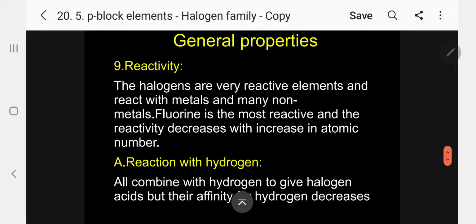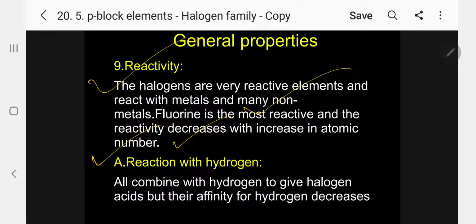Coming to the reactivity, please follow. The halogens are very reactive elements and react with metals and many non-metals. Fluorine is the most reactive and the reactivity decreases with increase in atomic number. So when moving down, the reactivity decreases. Kindly follow. First, let me take the reaction with hydrogen.